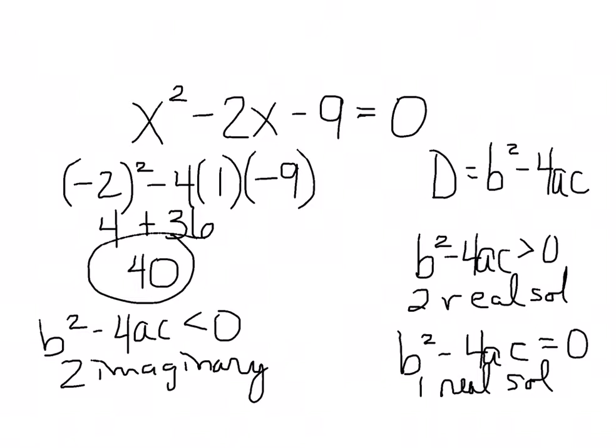40 is the discriminant. Now, the second part of the answer is how many and which type it is. Well, if the number's positive, how many would you have and what type is it? Two real solutions. You have two questions that are going to ask you to do that. 1 and 2 are just like this.